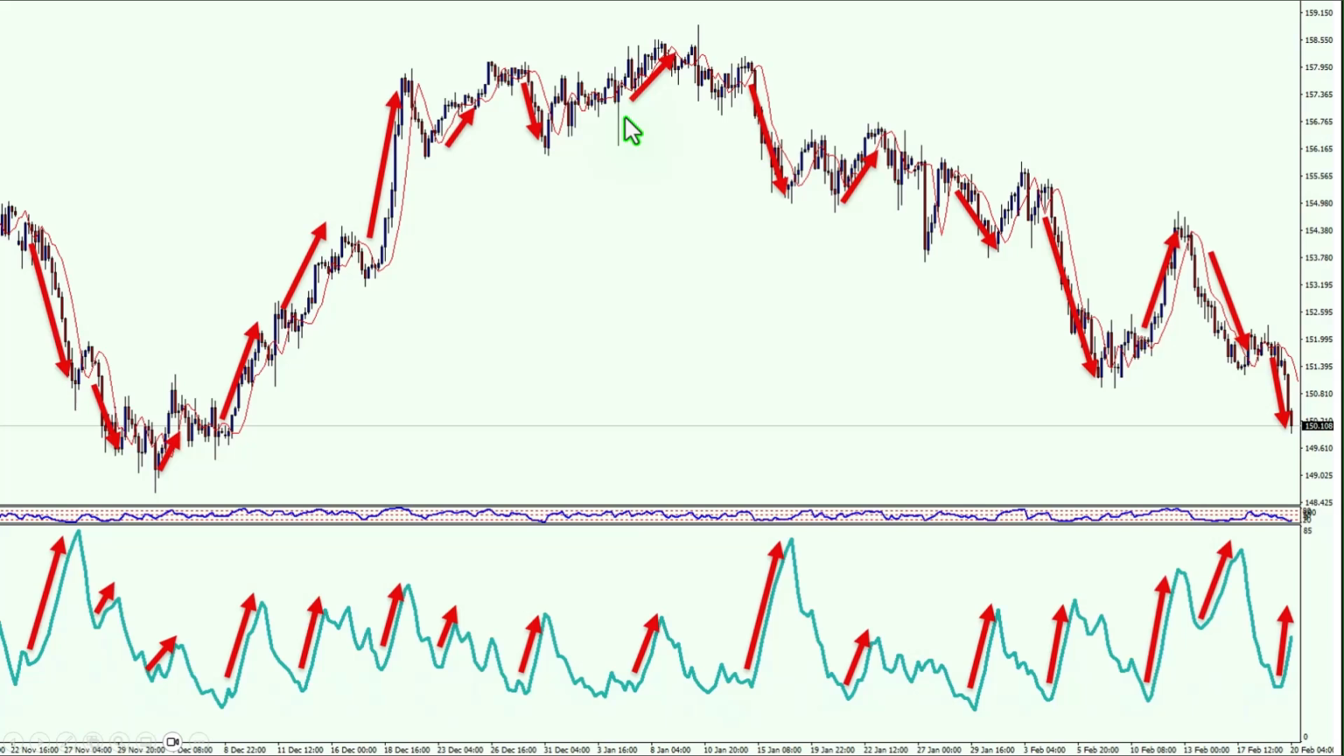So this indicator not only tells you when there are trends, but it also tells you when you can safely trade sideways markets. So it is absolutely wonderful. Now you'll also see a little moving average here.